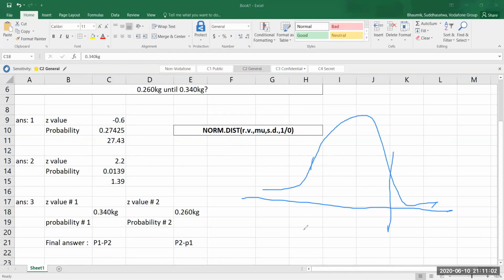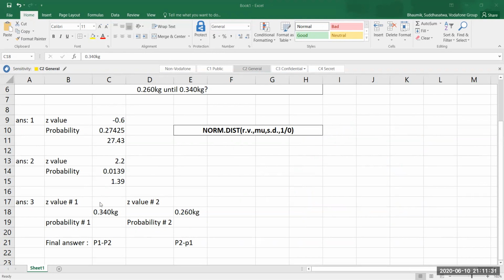If this is Z1 and this is Z2, for the point x2 I find z2, for z2 I find p2, for the point x1 I find z1, and for this point I find p1. Then I simply subtract p1 from p2. Why? Because p2 is the higher value. In this case, you see my p2 is the lower value, right? So that is why I'm doing it the opposite way. So let's try to find this, and then we can close for today.